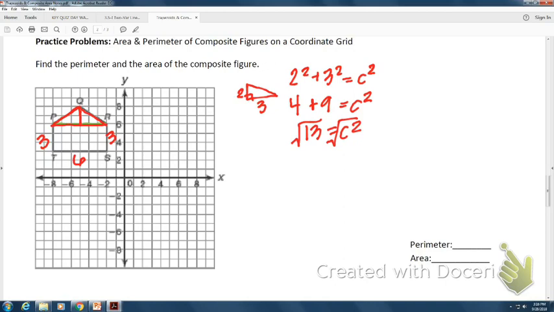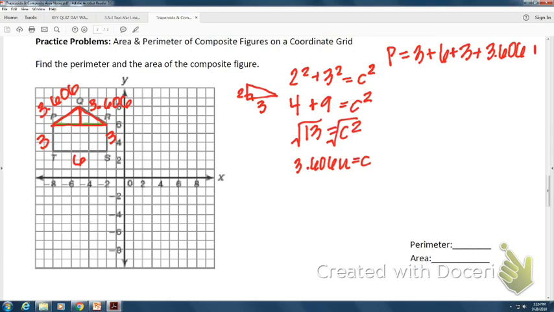To the nearest thousandth, what do we have? 3.606. Awesome. Okay, so I know QR is 3.606. What about QP? Very good. Okay, so I have a 5-sided polygon, so I want to make sure that I add 5 sides together for my perimeter. 3 plus 6 plus 3 plus 3.606 plus 3.606. What do you get for the perimeter?